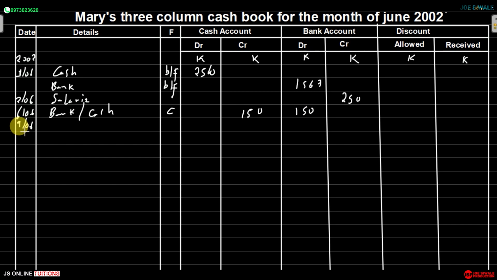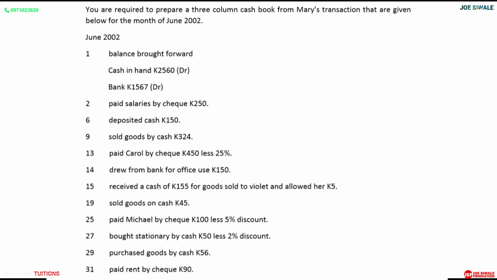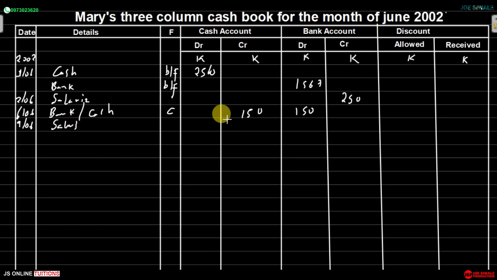On the 9th of June, sold goods by cash amounting to 324. This type of transaction is bringing money into the business. That means that we're going to debit the cash account. So we're going to say sales, and we're going to debit 324.